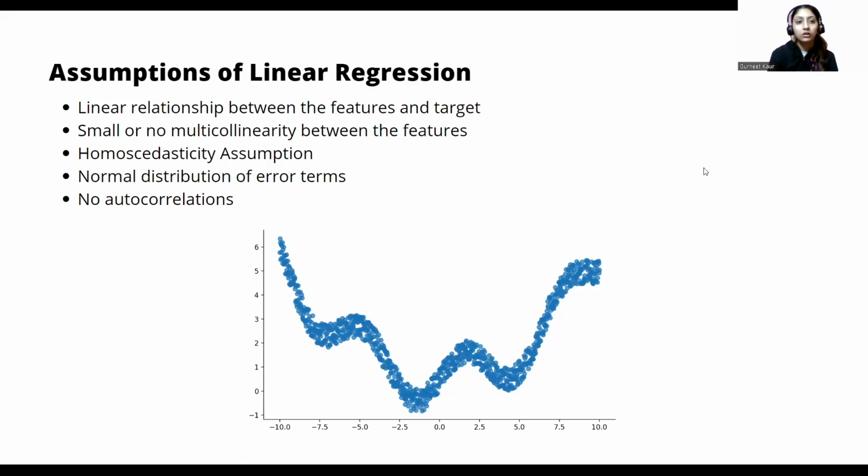Then coming to the third, which is the homoscedasticity assumption. This is a situation when the error term is the same for all the values of the independent variables, right? With this, there should be no pattern in the distribution of data in the scatter plot, right?